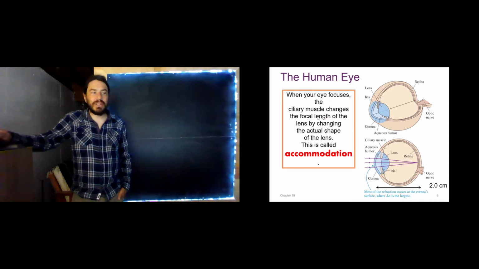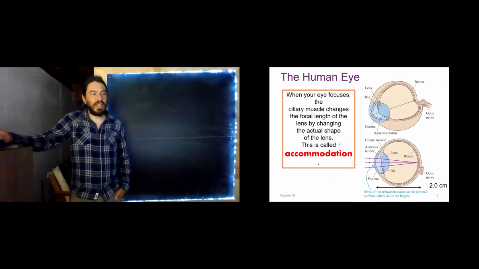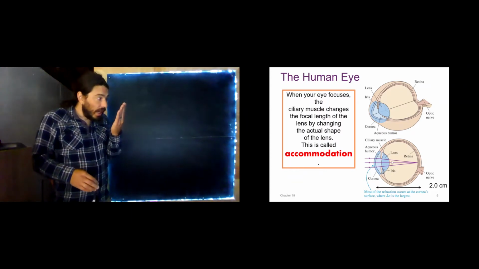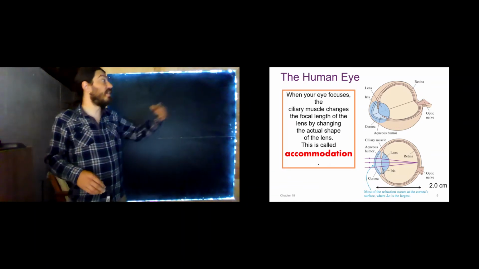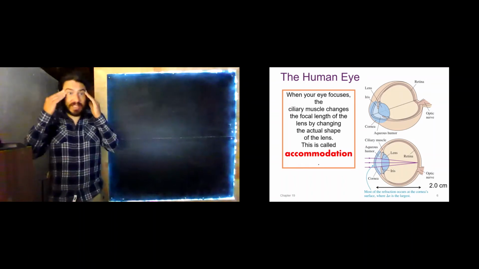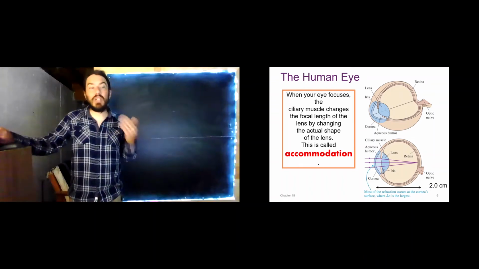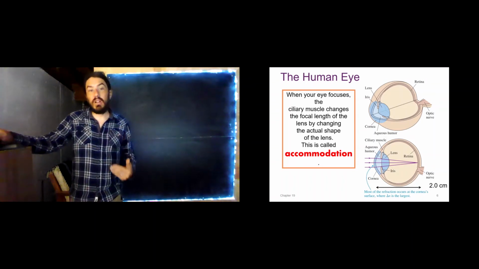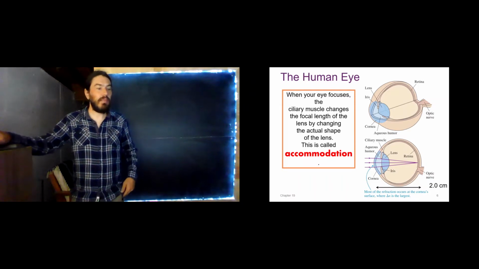So when your eye focuses, the ciliary muscle changes the focal length of the lens by changing the actual shape of the lens, and that's called accommodation. And that's what happens if you're looking up real close, reading a book or something, and then suddenly you shift to look at the far mountains. You're actually changing the shape of the lens in your eyeball so that the image continues to be focused on your retina.